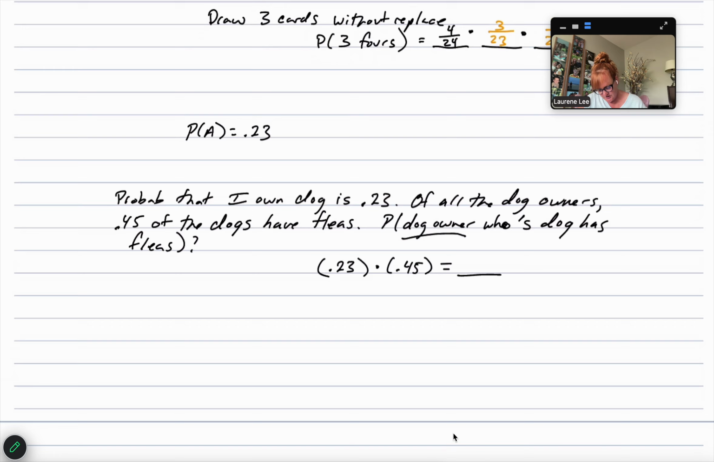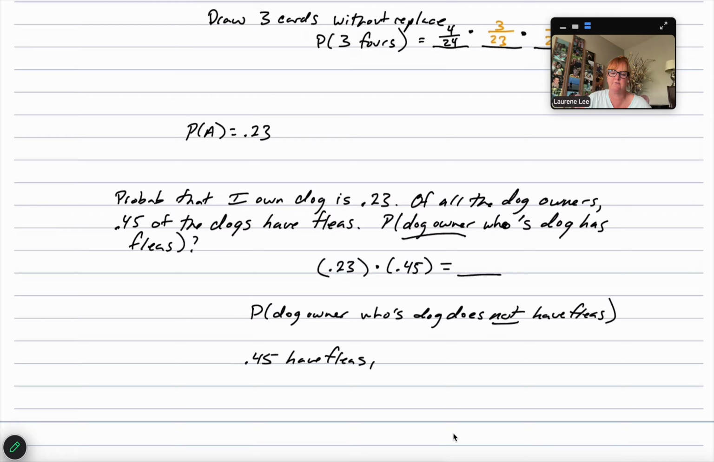Now, what if I change this problem and I say, what's the probability that I get a dog owner whose dog does not have fleas? This is where we're coming back to that complement idea. So if 0.45 have fleas, how many don't have fleas? How are we doing that? We're taking 1 minus 0.45, or 100 minus 45%. So that's going to be 0.55.